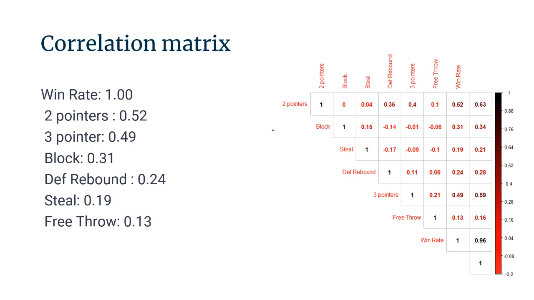So here we are looking at how each of the variables we are examining are correlated to one another. The deeper the shade of red, the more highly correlated the 2 variables are. From our correlation matrix, if we are just focusing on the correlations between win rate and other variables, we can see that 2-pointers are the most highly correlated with win rate, with 3-pointers as the second most highly correlated variable to win rate, then block percentage, defensive rebounds, steals, and lastly free throw percentage as the least correlated variable to win rate.